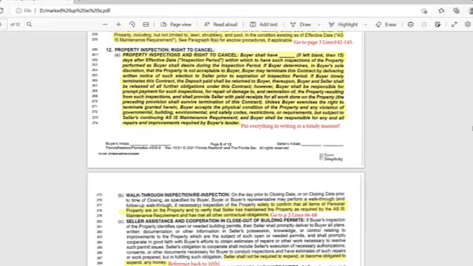However, the buyer shall be responsible for prompt payment of such inspections, for repairs of damage to and restoration of the property resulting from such inspection, and shall provide the seller with the paid receipts for all work done on the property. The preceding provisions shall survive termination of the contract.